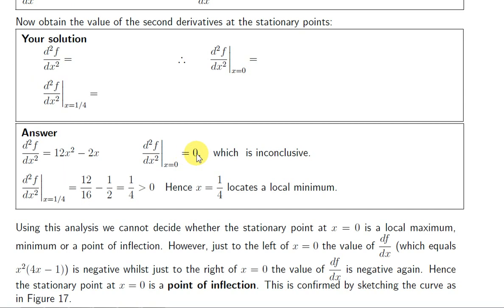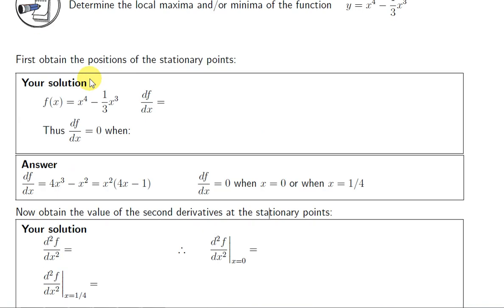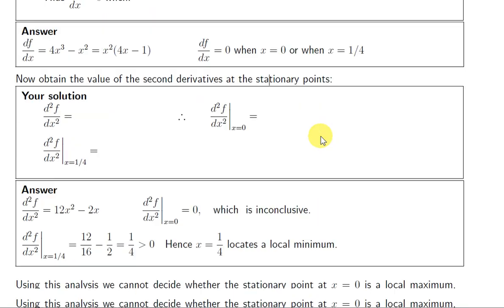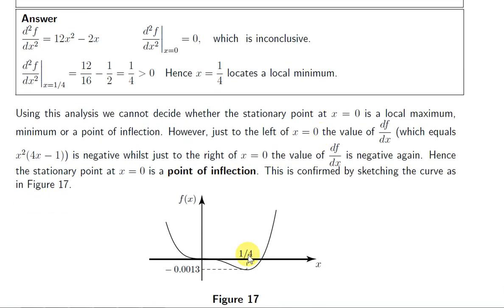Okay, so how are we going to determine what kind of stationary point we have at x equals 0, since the second derivative is 0? Well, we could just go and sketch the function. If we look at the first derivative, however, for values of x that are slightly less than 0, we will get a negative result. So tangents to this part of the curve are negative. And if we look at the first derivative of the function for values of x slightly greater than 0, we also get a negative result.